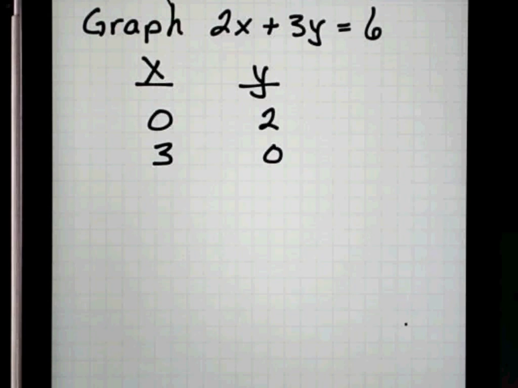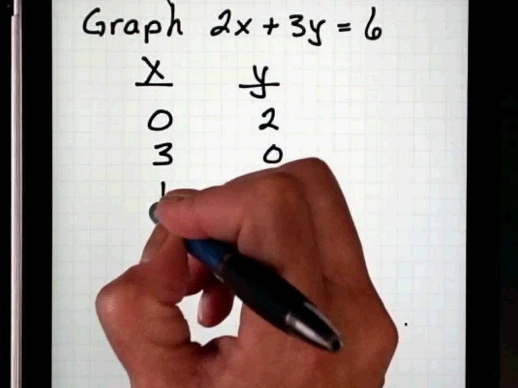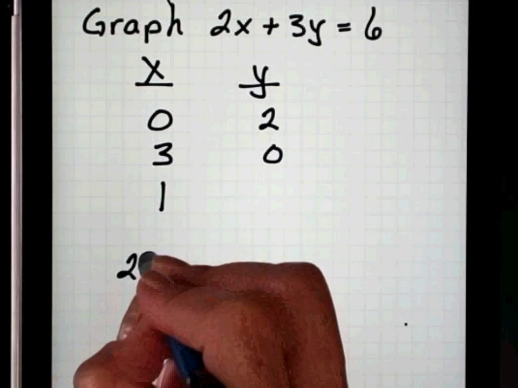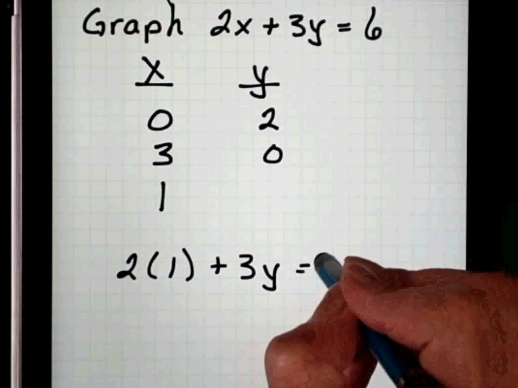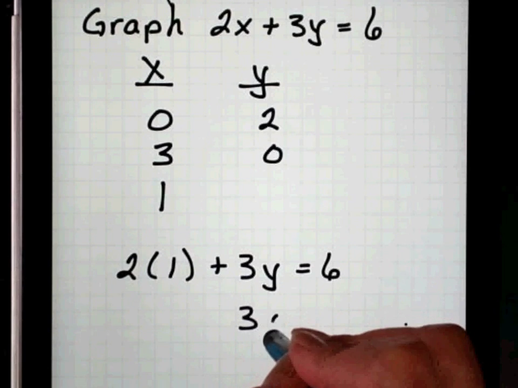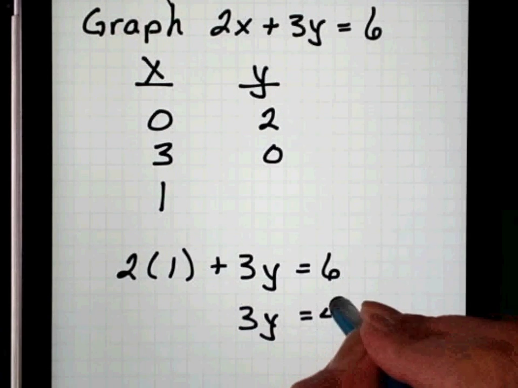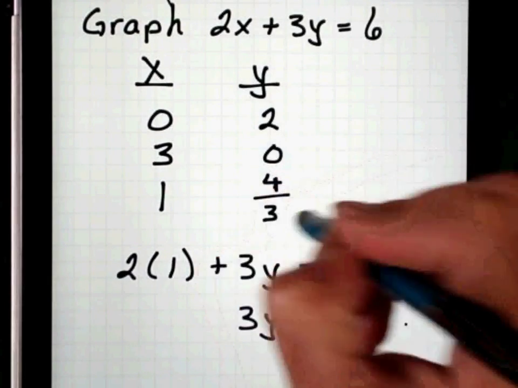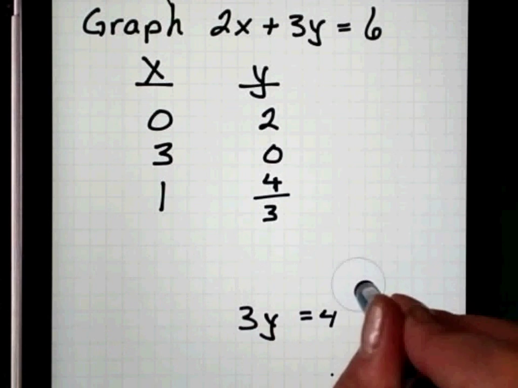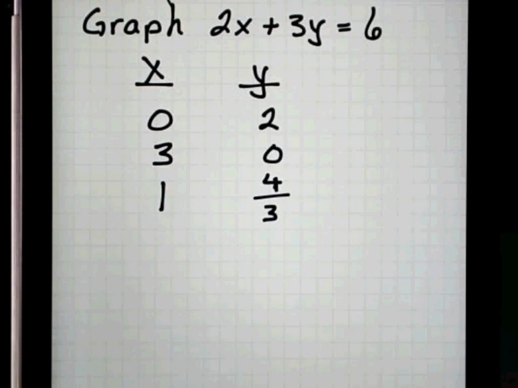Now we can pick other numbers. For example, we'll just pick one. If I let x be 1, that means that 2 times 1 plus 3y equals 6. Work at solving that, so 3y equals 4, so y equals 4/3. Now 4/3 is a perfectly good number, it's just not very easy to graph, but you get the idea.